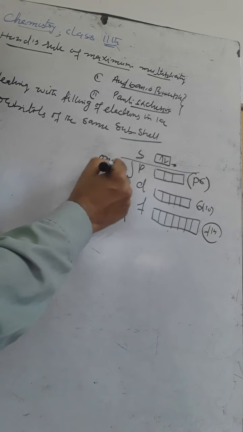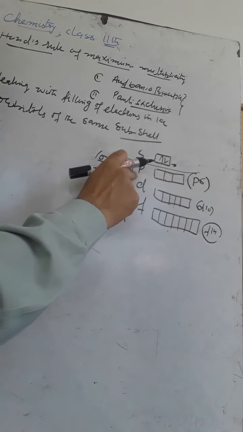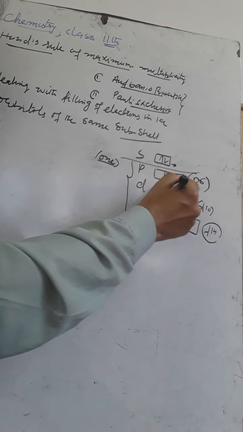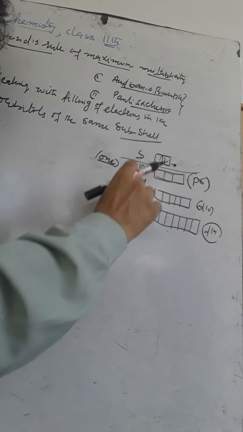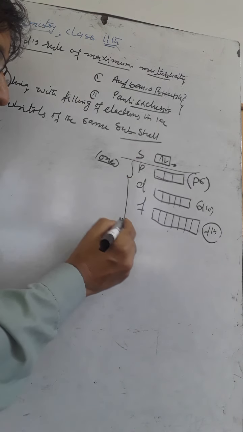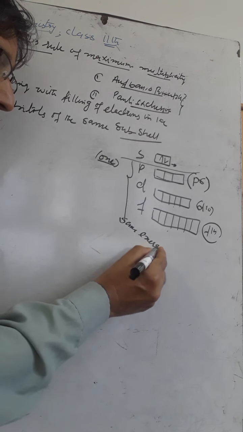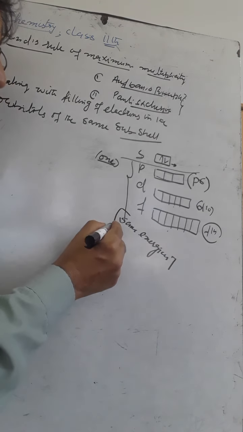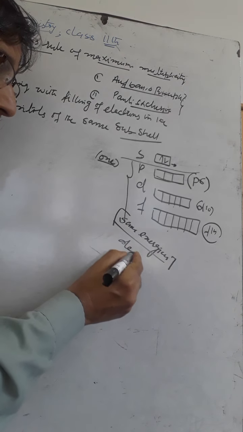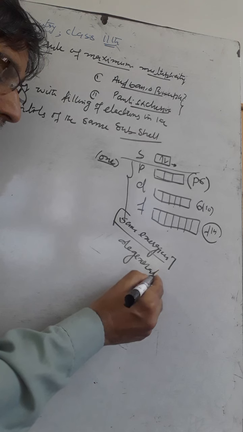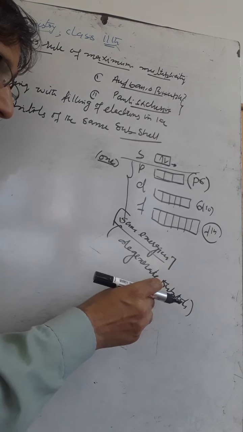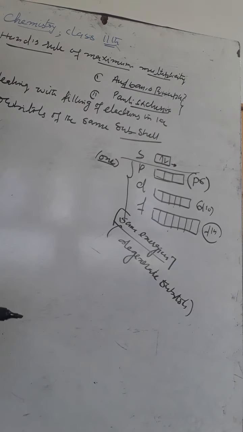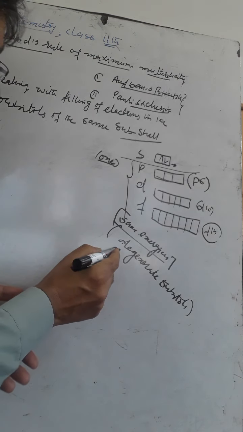We have one electron which is to be filled in P, and so far as these orbitals are concerned, we know orbitals of the same subshell possess the same energy, because they are called degenerate orbitals. Degenerate orbitals are the orbitals belonging to the same subshell; as they contain identical energy, they are named as degenerate orbitals.